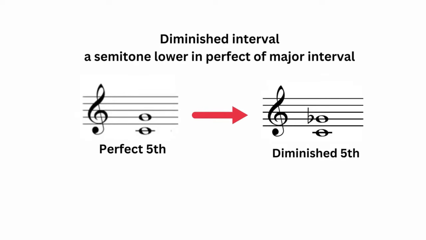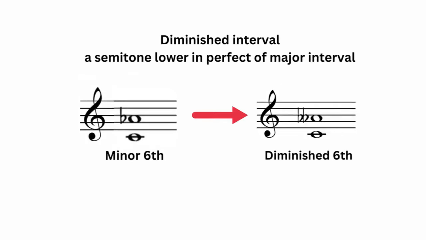Diminished intervals are one semitone smaller than a perfect or minor interval. For example, from C to G is a perfect fifth. If we lower the G to G flat, the interval becomes a semitone smaller. It is a diminished fifth. Here is another example of diminished interval. From C to A flat is a minor sixth. If we lower the A flat to a semitone lower, it becomes a double flat.